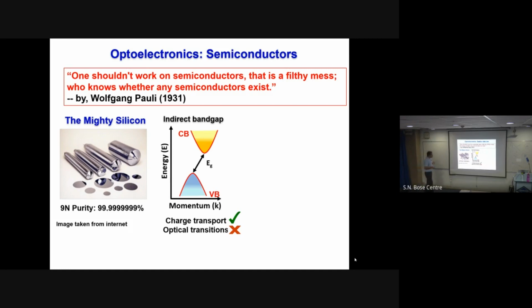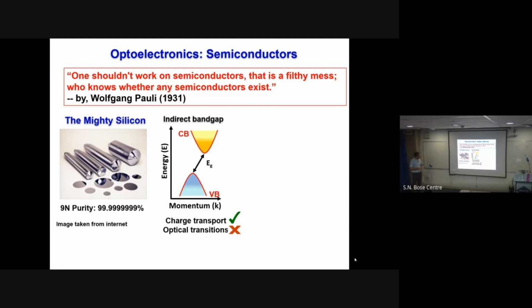An interesting point is that today, commercially, one can get something called 9N purity, that is 99.999...%, with nine nines involved here. That kind of purity of silicon you can get commercially very easily.